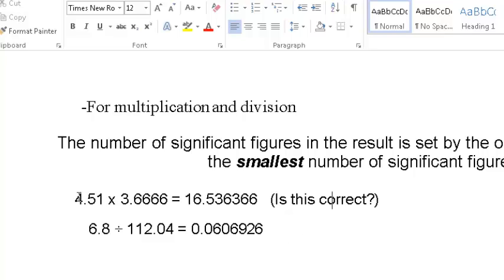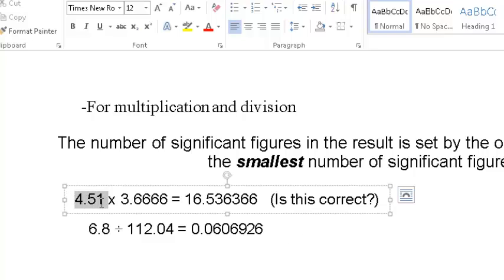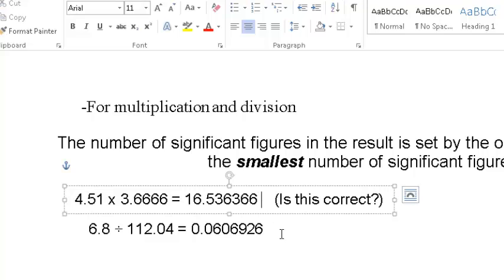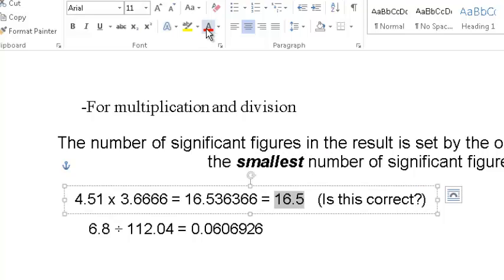Looking at 4.51, we're doing multiplication and division now, not addition and subtraction. This has how many sig figs? This has 3, and this one has how many sig figs? 6. So 3 versus 6. And what is the weakest link? The weakest link is 3, so we're going to report this to 3 sig figs. So this is not the right answer. 3 sig figs would be 16.5 for me. I'm not going to round up.